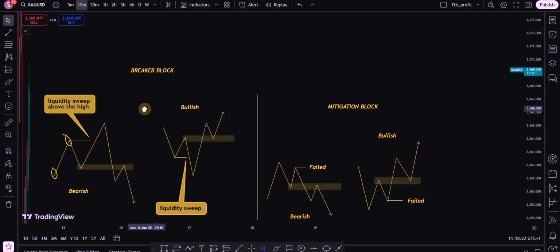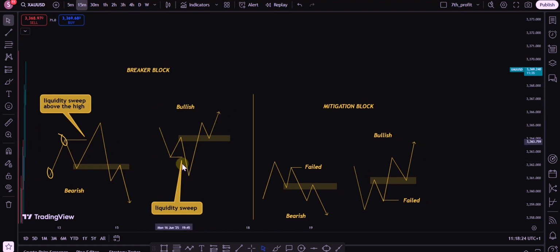Now, like I said, the same thing applies for a bullish breaker block. You can see we have a run of liquidity to the downside, then the market aggressively breaks to the upside, which is a market structure shift. Then it retests and continues to the upside.